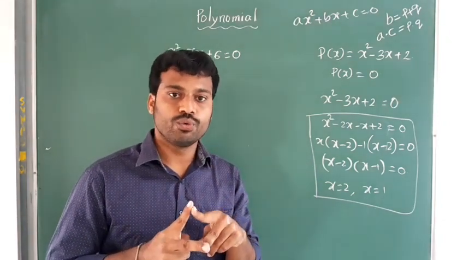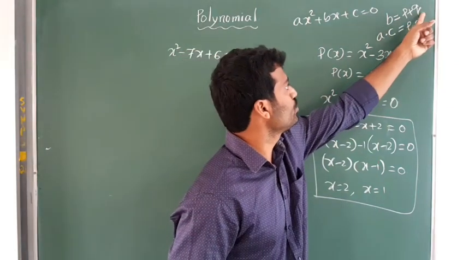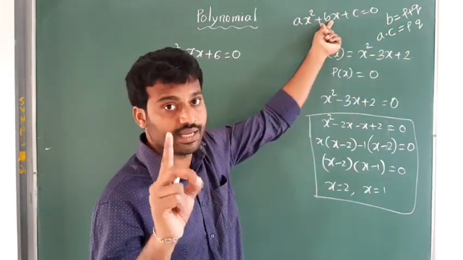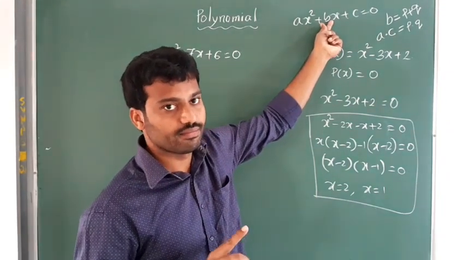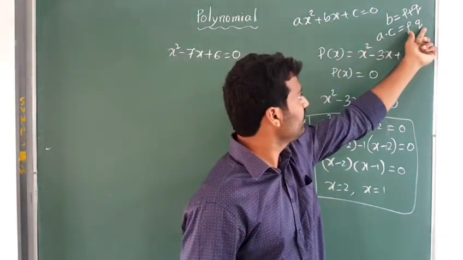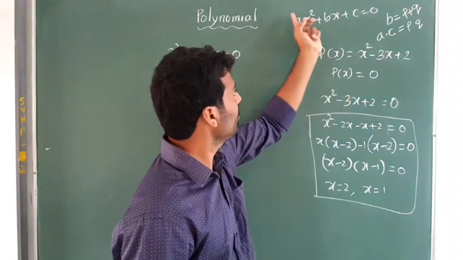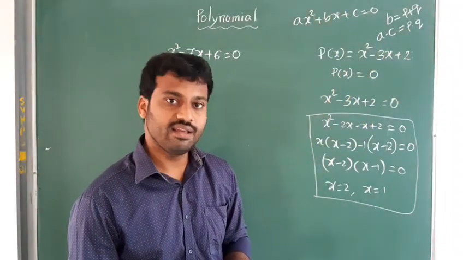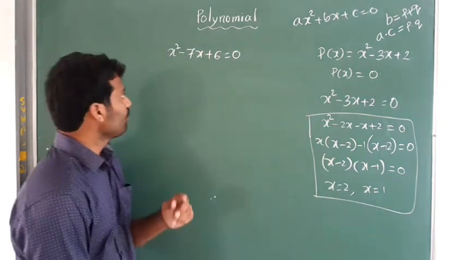If we add those two values, we should get b, the middle term with its sign. Sign is very important. If you multiply the same two numbers, you should get the product of a and c. Clear or not? So now what?